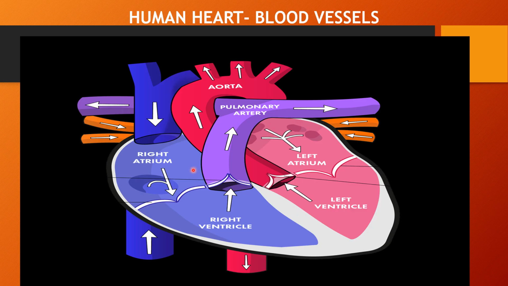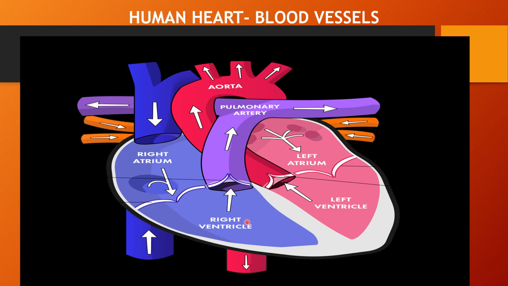So between the right atrium and the left atrium, the partition is called the interauricular septum. That is in between the auricles, so it is called interauricular septum. In the same way, between the right ventricle and left ventricle, the partition is called the interventricular septum. And there is one more partition that divides the upper chambers, auricles, from the lower chambers, ventricles, which is called the auriculoventricular septum.